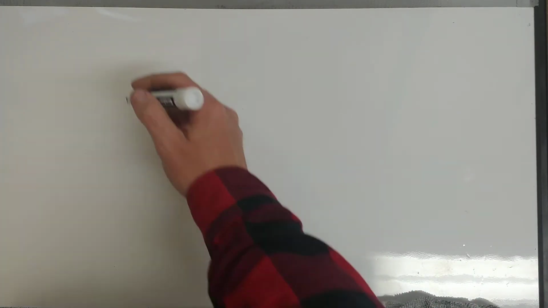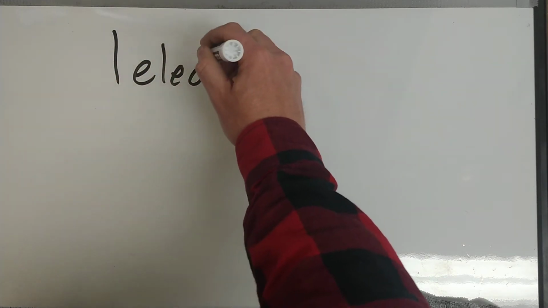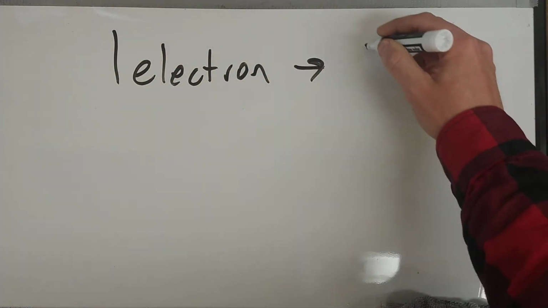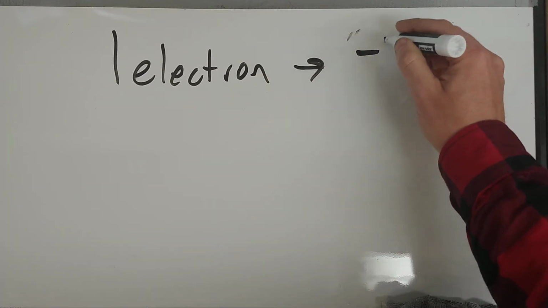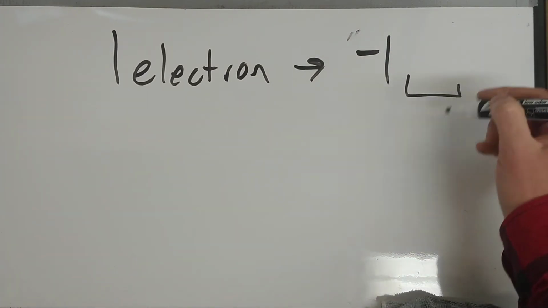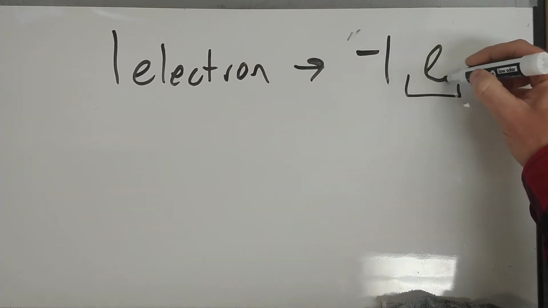What you should realize is one electron carries a charge of -1. And what's the unit on it? Well, I'm going to show you that. It's actually in script E.